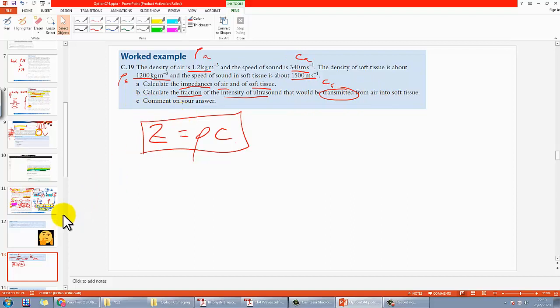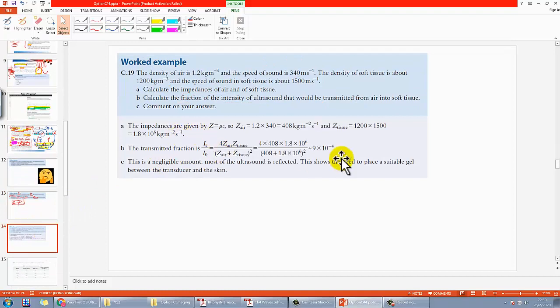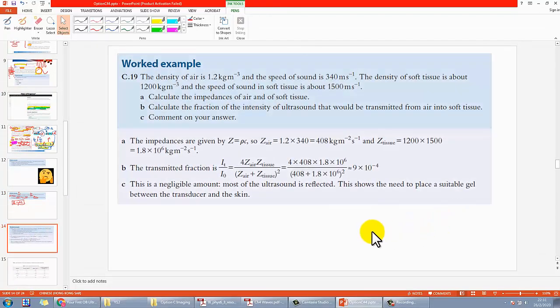Okay, so allow me to be lazy. I just simply use the answers from the textbook, and let's take a look. So first of all, you use this equation. You should find the answer for air is this one, for soft tissue is this one, and for the transmitted fraction, that would be about 9 times 10 to the negative 4. That means if you simply have the ultrasound transmitted from air to the soft tissue, without anything, then the transmitted fraction will be very low.